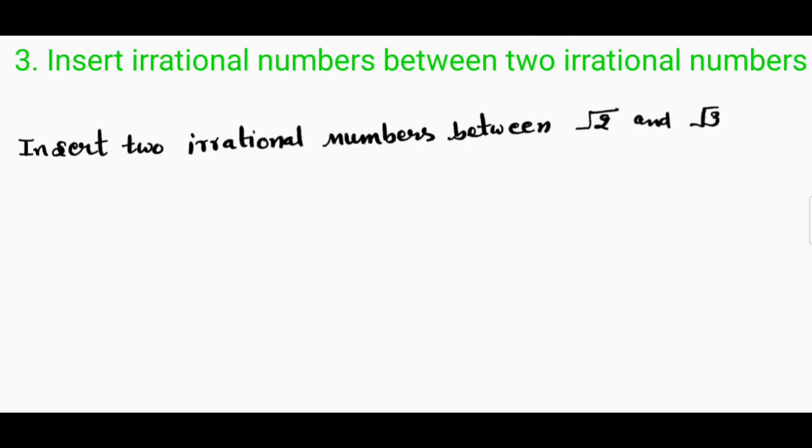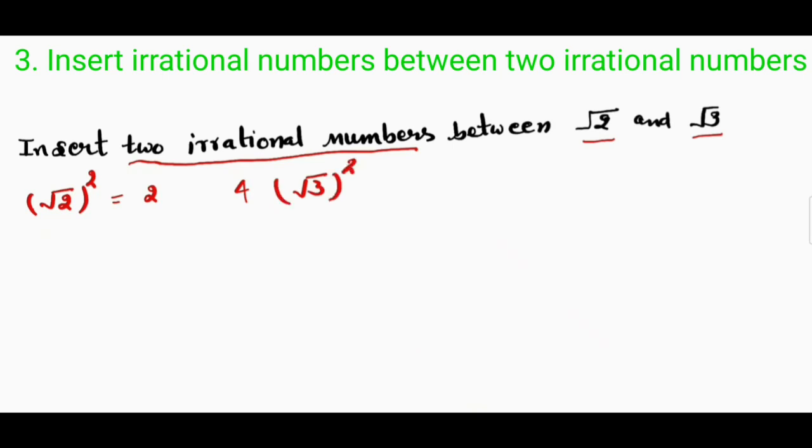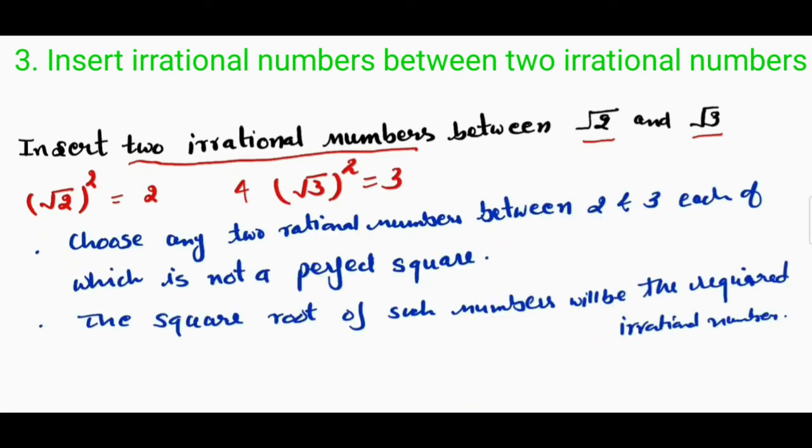Irrational numbers between two irrational numbers. For this I have taken this example: insert two irrational numbers between square root of 2 and square root of 3. We know that the square of square root of 2 is equal to 2 and the square of square root of 3 is equal to 3. Here you have to choose any two rational numbers between 2 and 3, each of which is not a perfect square. Correct? And second, the square roots of such numbers will be the required irrational numbers.